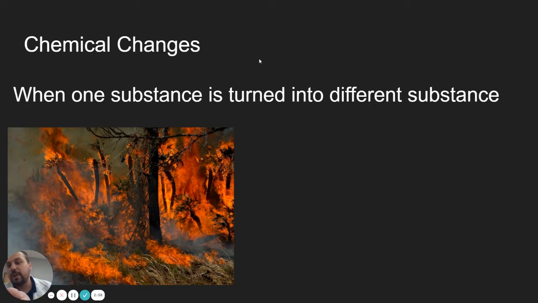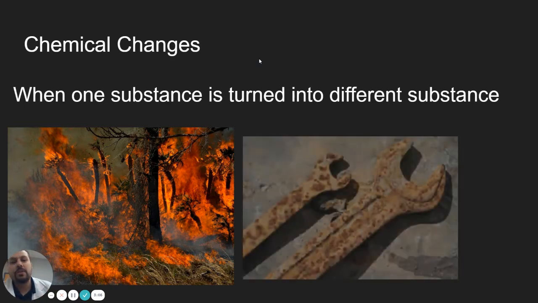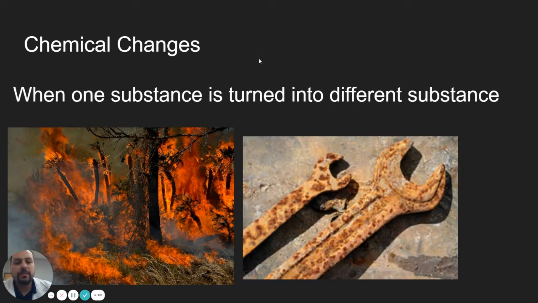So trees being on fire. Trees are flammable. When they actually burn, they change from wood to ash. So that's a whole different substance. So that's a chemical change. Iron oxidizes, so the iron reacts with oxygen and it creates rust, which is iron oxide. So it went from iron to iron oxide. So that's a whole different substance.